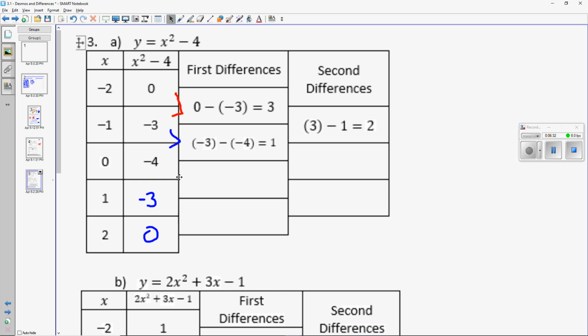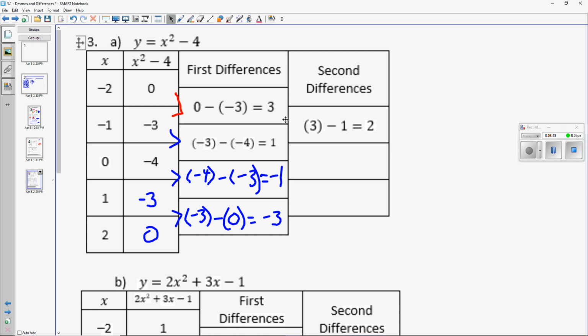So now what we have to do is calculate our first differences between -4 and 3. We're going to get that. We're going to do the same for -3 and 0, so it's going to be -3 minus 0 equals -3. So now we have to calculate the second differences.